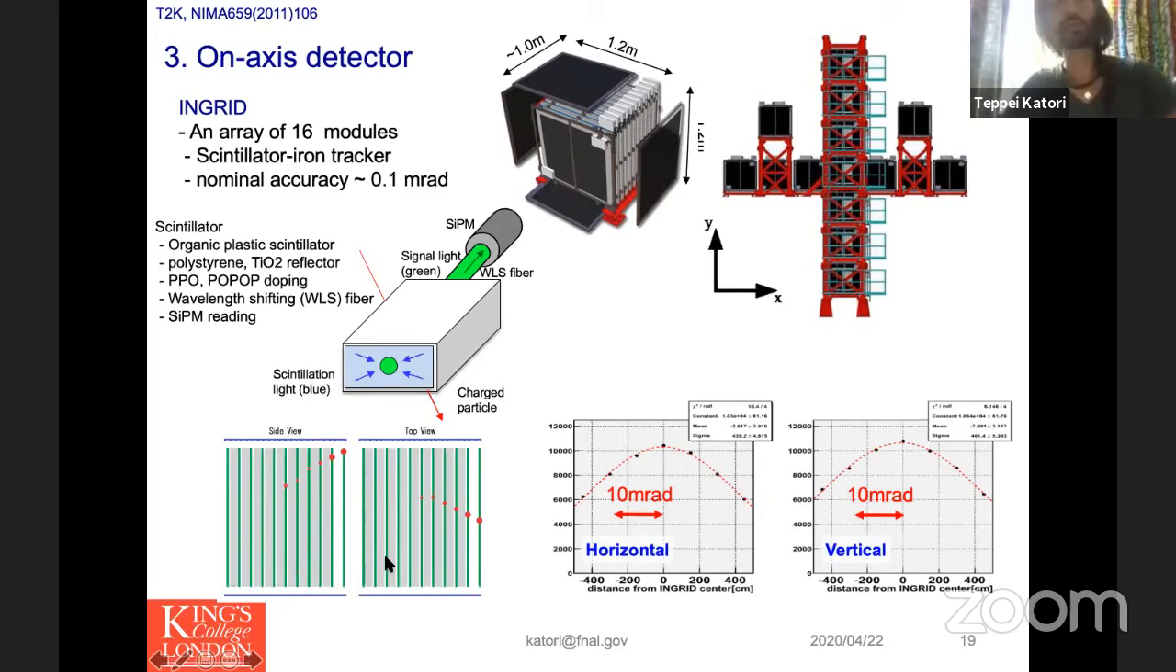Oh, by the way, in this talk, I mention scintillator many times, but when I say scintillator, it usually means an organic plastic scintillator with fiber readout and silicon PM readout. So that's kind of standard for this community these days.